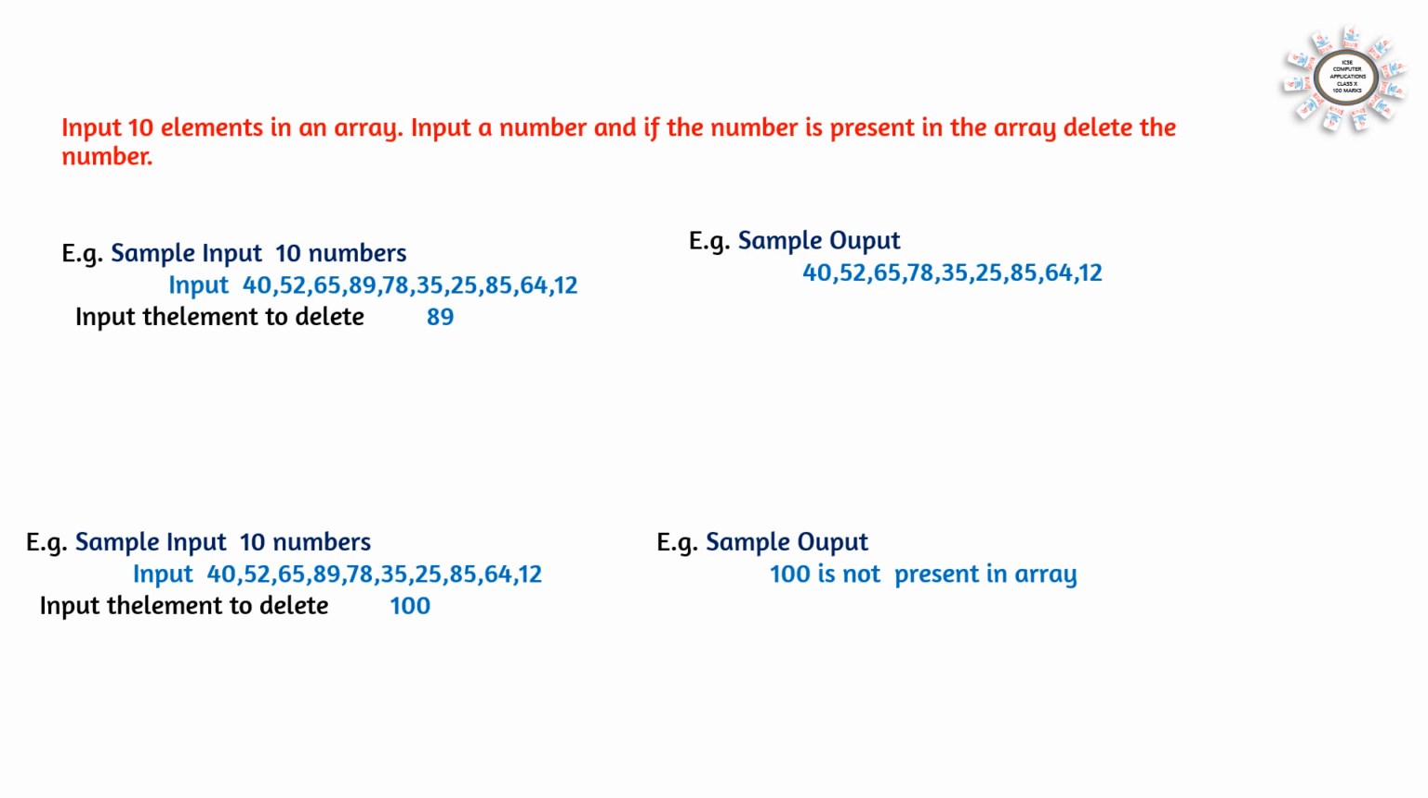Input a number and if the particular number is present in the array, delete the number. Here we are having 2 examples. In the first example, 10 numbers are there and the number to be deleted is given. For example, here 89 is given and we can see 89 is present in the array. So delete the number and when we print, the array element should be having all other elements except 89. Here we can see the result. And in the second example, 10 elements are accepted in the array and the element to be deleted is 100, but 100 is not present in the array. So we are printing the particular number is not present in the array.